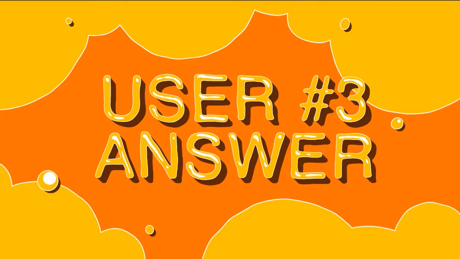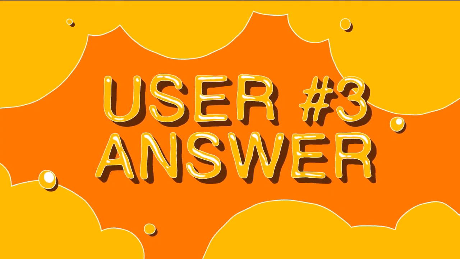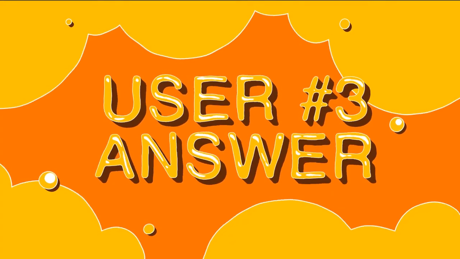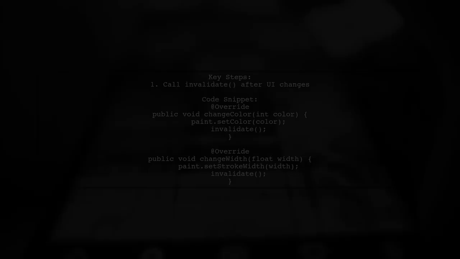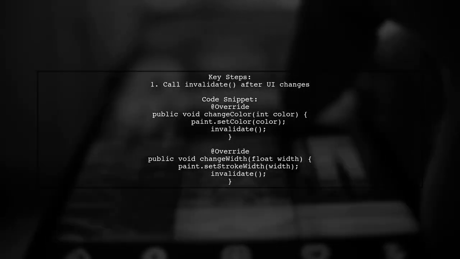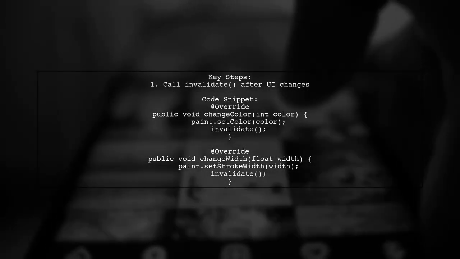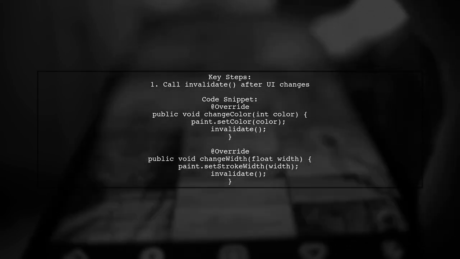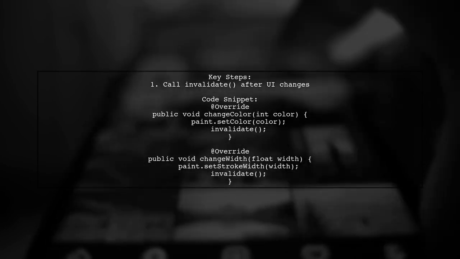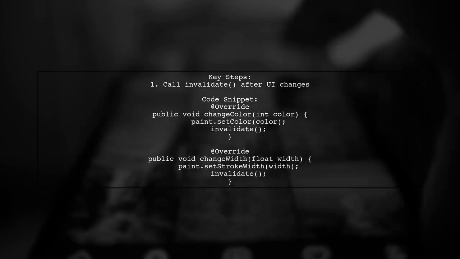Let's now look at another user-suggested answer. To draw a path with multiple colors, remember to call invalidate whenever you change the UI. This ensures your changes are reflected on the screen.